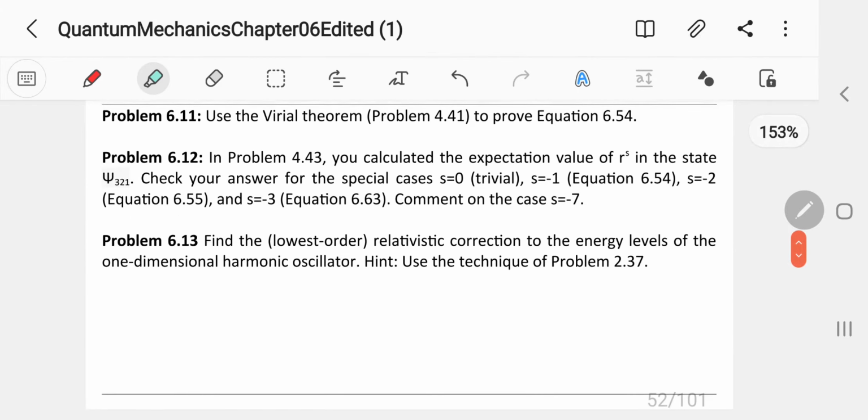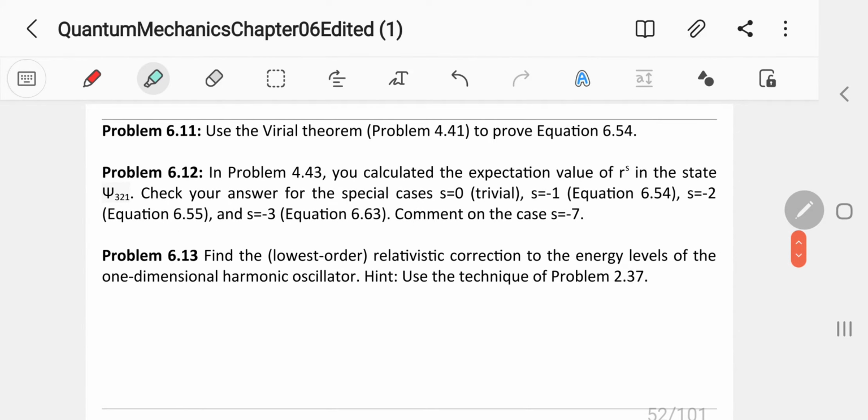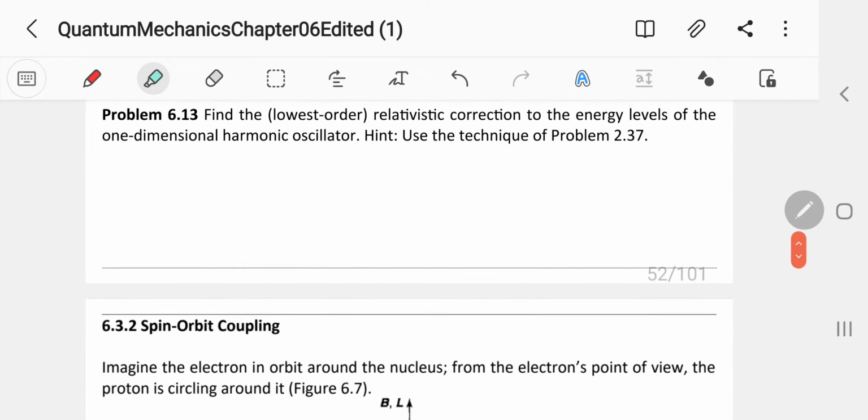So you can solve these problems if you have spare time. If you want to check problem 4.41, you can review the previous lectures. And of course, the other equations here are found in the previous lectures.